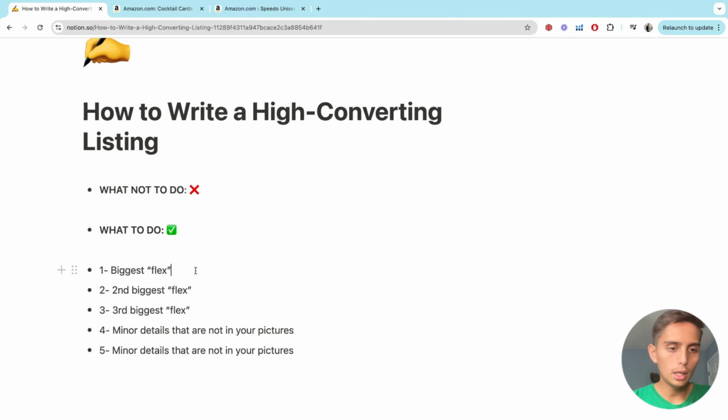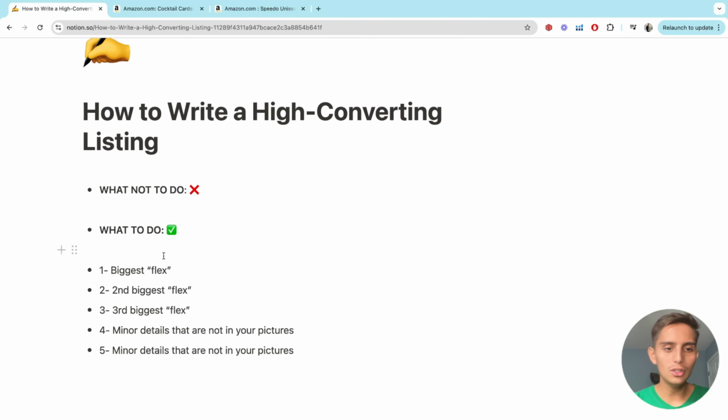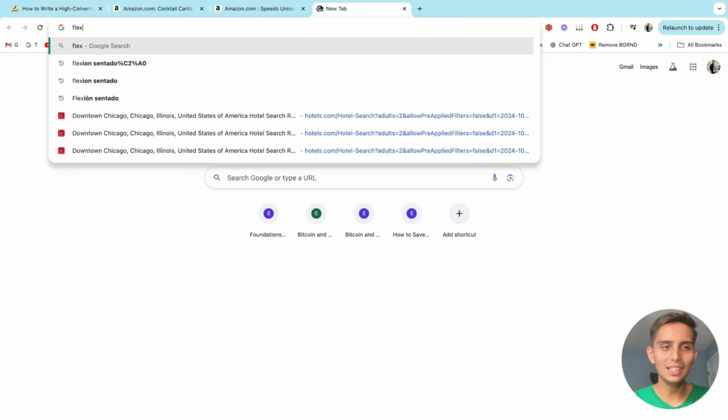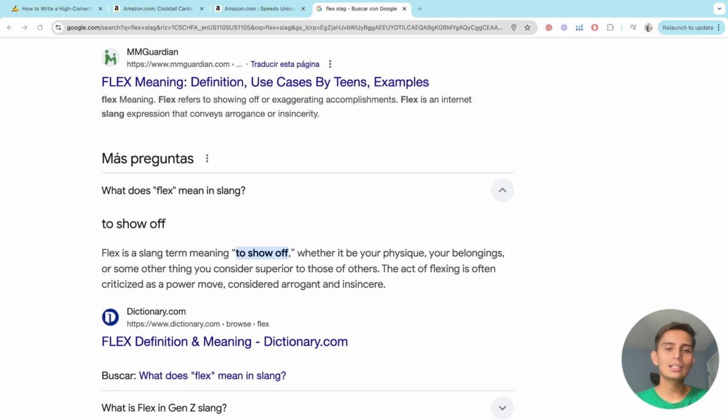So bullet point number 1, you have to straight up come up with your biggest flex. Okay, if you guys don't know what a flex is, it's kind of like slang here. Flex is a slang term meaning to show off. If you have something that's pretty cool, you want people to notice that, to get people's attention by showing off what you have, what you've done, what you've accomplished. So whether it be your physique, your belongings, or some other things you consider superior to those of others. So that's a flex, okay?